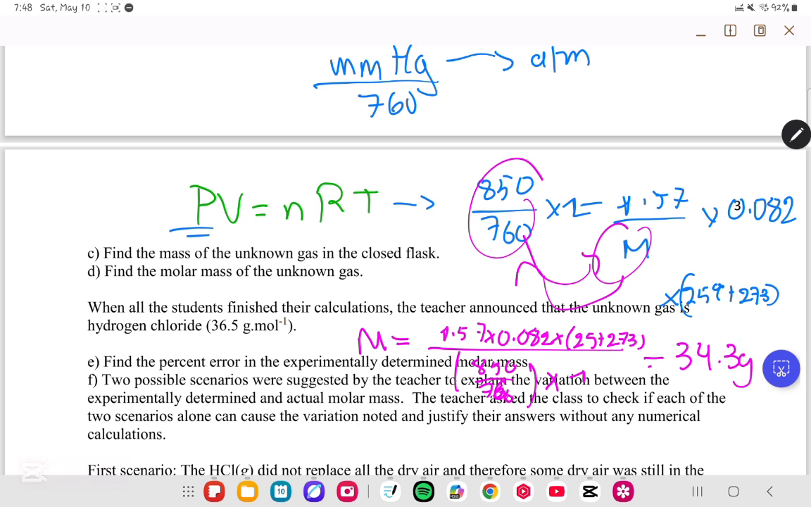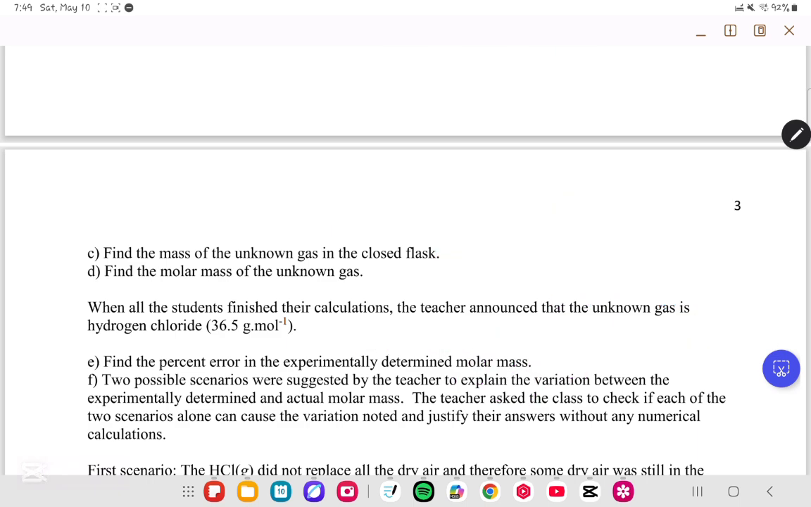Of course, you will take it to the smallest significant figures. In this case, I think this was 0.0821, so the smallest significant figures would be 3 significant figures, which is 34.3. And just like that, we finished the... Oh, actually, sorry, you find the mass in part C, not in part B. So we finished calculating the molar mass of the unknown gas. So we move on to part E.